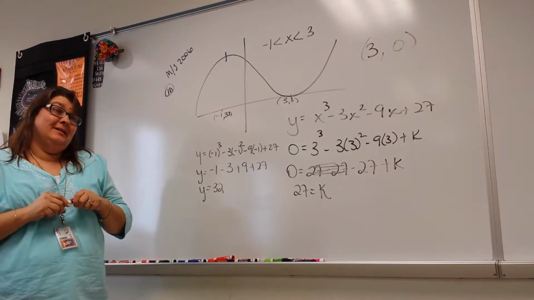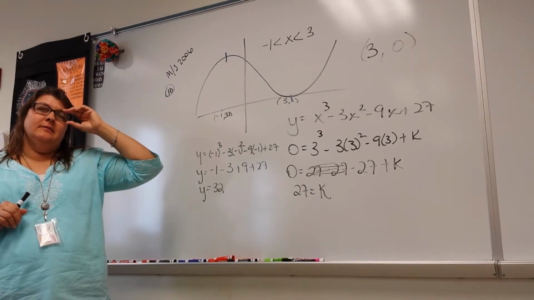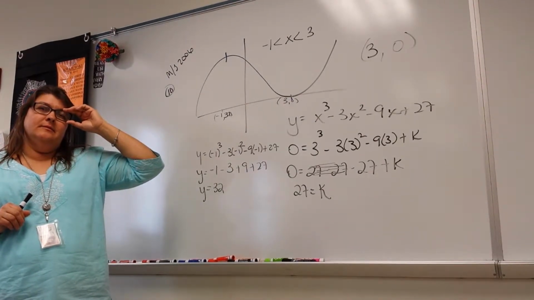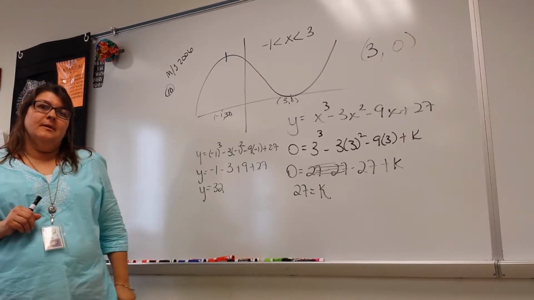Because, what does the question actually read? State the set of values of x for which x cubed minus 3x squared minus 9x plus k is a decreasing function of x.